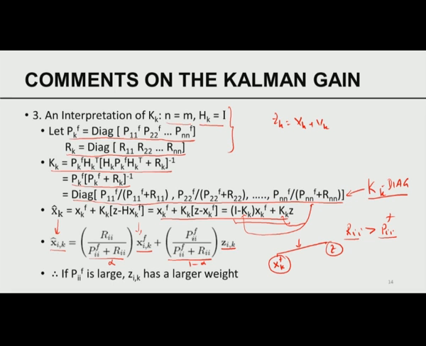That means analysis always favors the one that is more accurate. On the other hand, if RII is less than PII, that means observation is more accurate than the forecast, in which case Kalman filter gives more weight to the observation. So what does it mean?